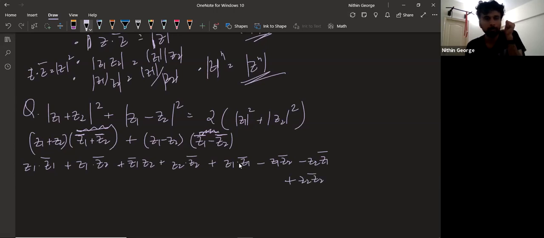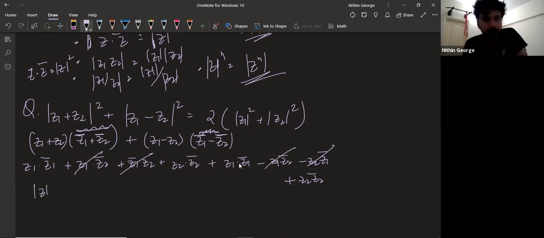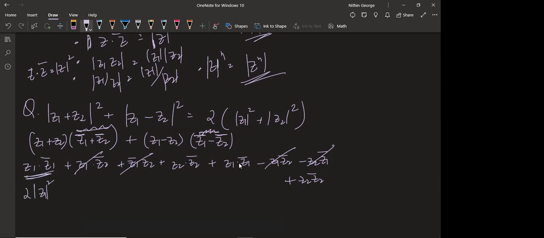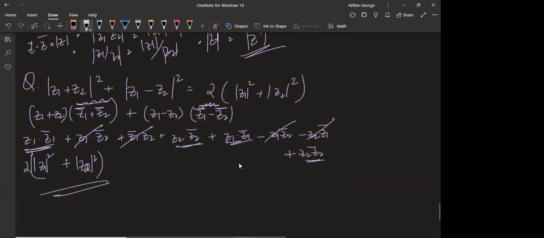What happens? Wherever z1 z2 cross terms appear, they cancel out. And the others, what am I left with? The others get squared. This becomes mod z square, all of these remaining parts. So they become mod z1 square happening twice, and mod z2 square happening twice. Is this clear? Yes, sir.